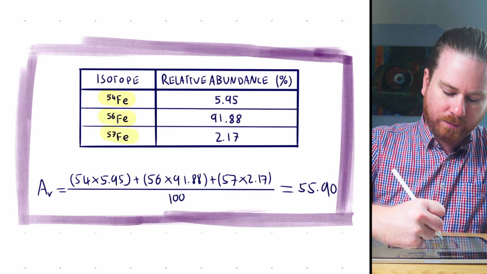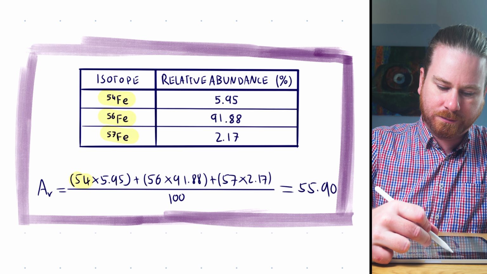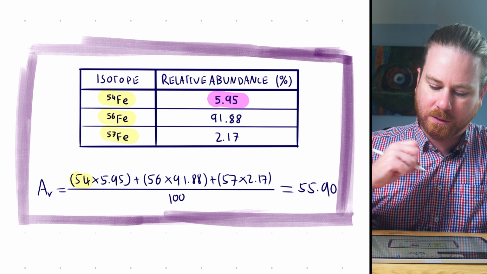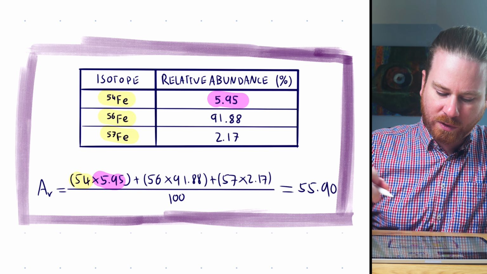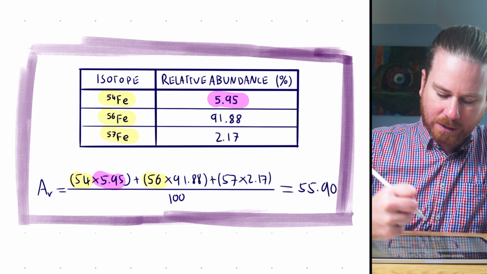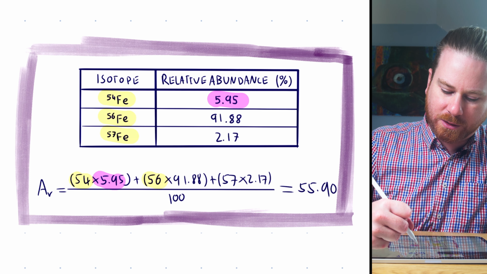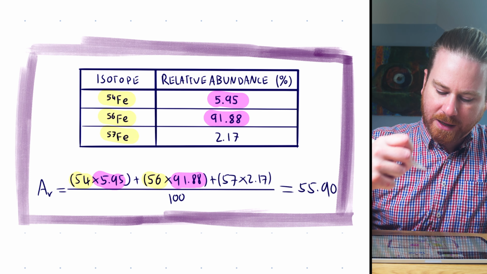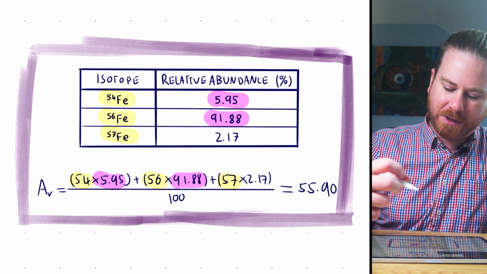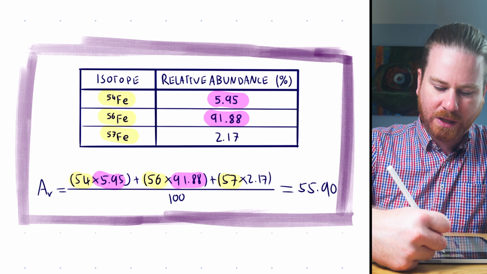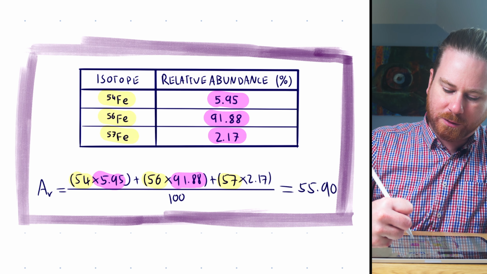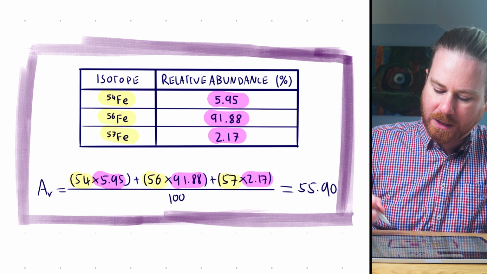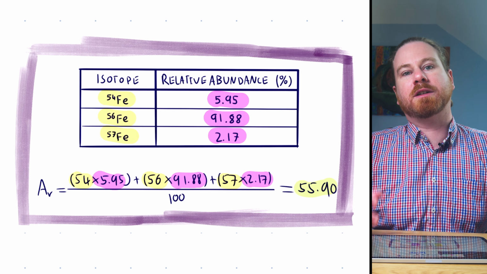So we've got 54, and that has an abundance of 5.95. Then we have isotope 56, which has an abundance of 91.88. And isotope 57, so iron 57, has a relative abundance of 2.17. So you put all of the numbers in, and you then get your answer. So nice and easy.